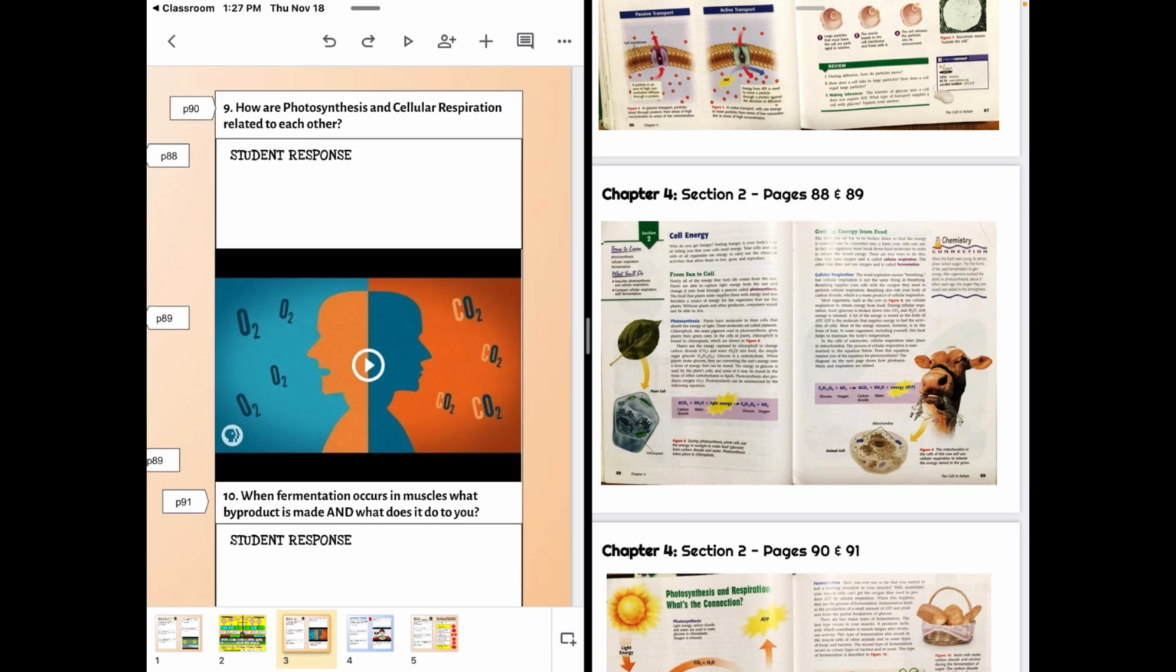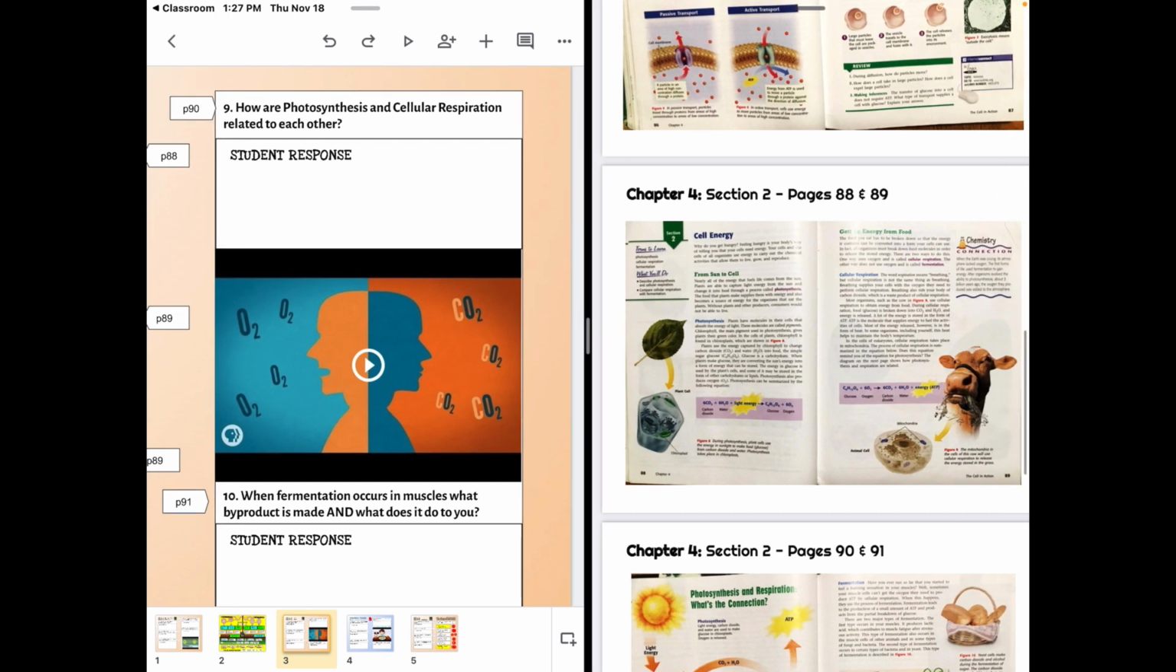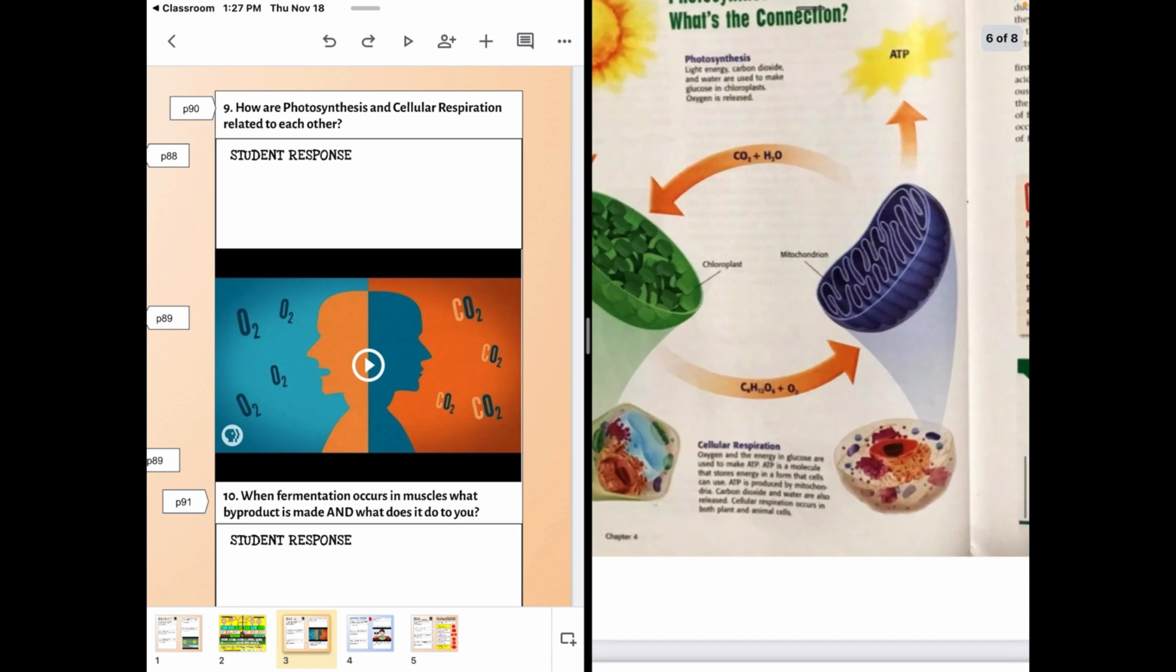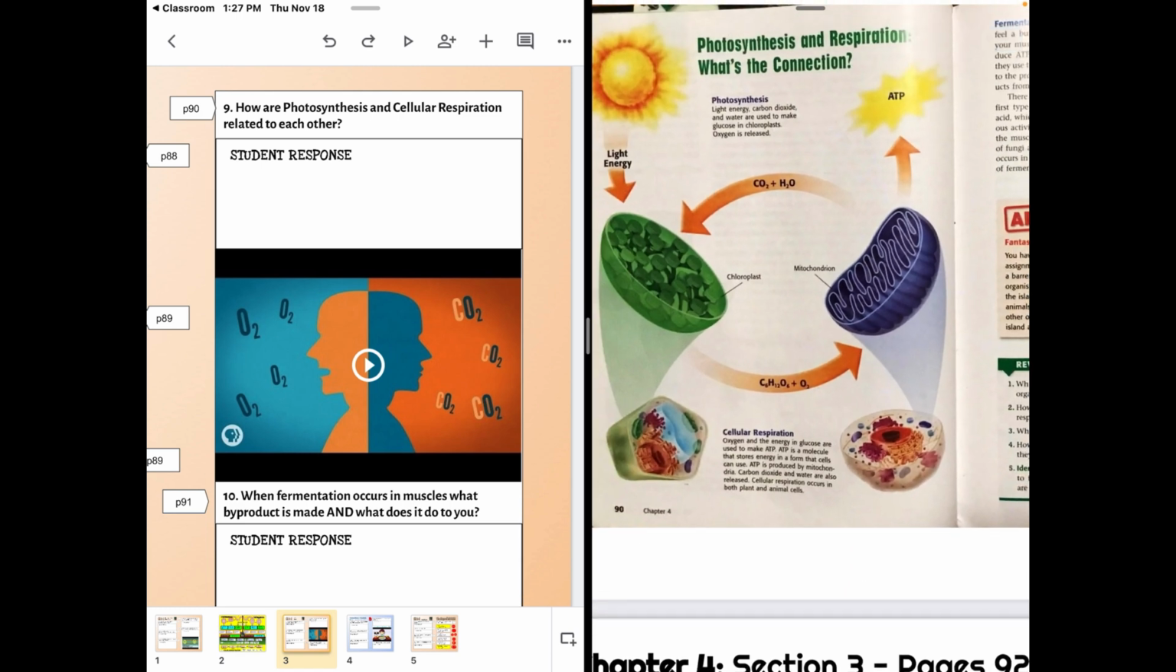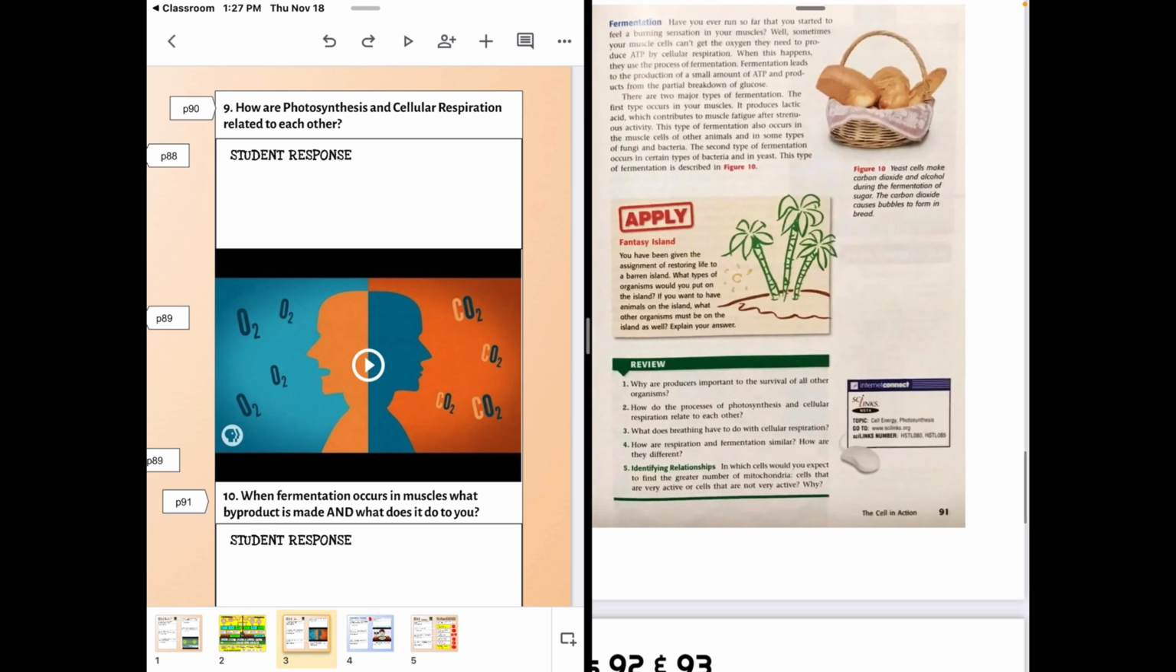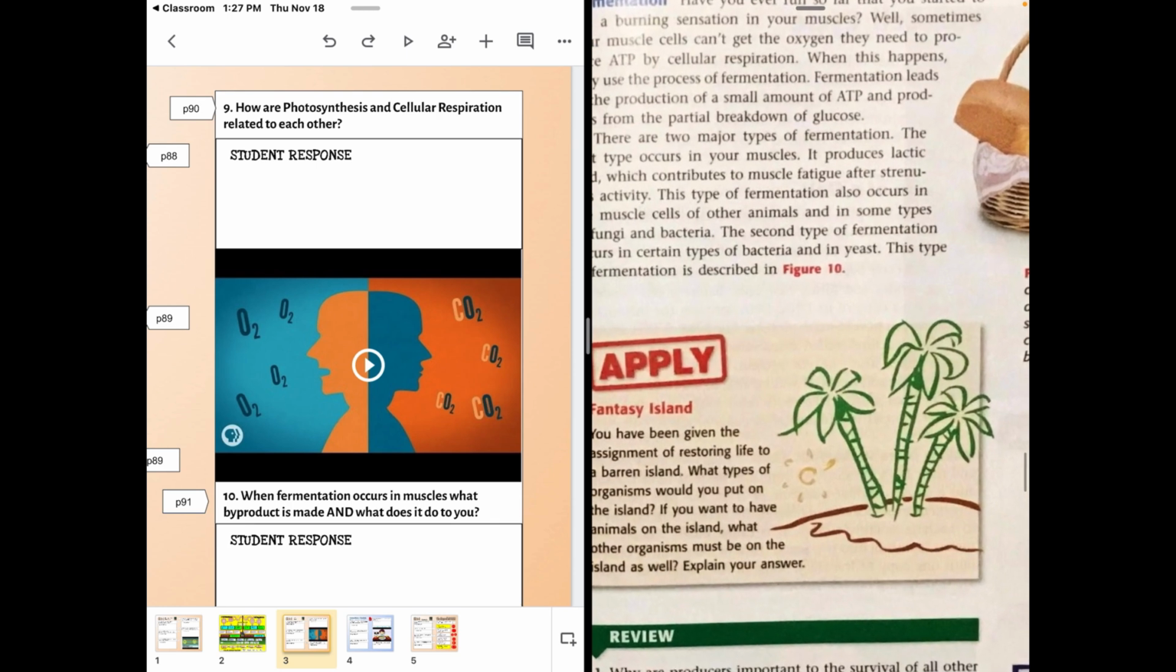How are photosynthesis and respiration related to each other? That's this giant diagram. It's how they're connected. And then the video is trying to show you that as well. The video is showing you number 9 as well. When fermentation occurs in the muscles, what byproduct is made? So that's in here.